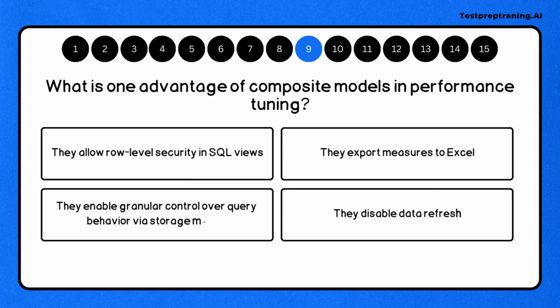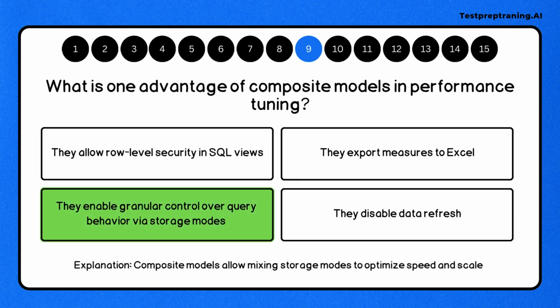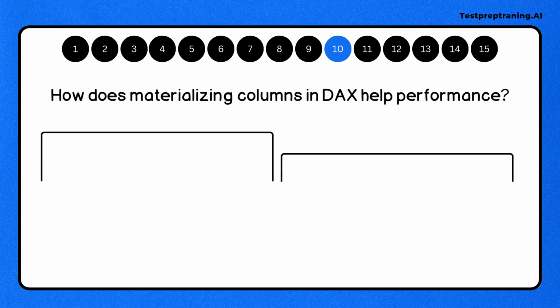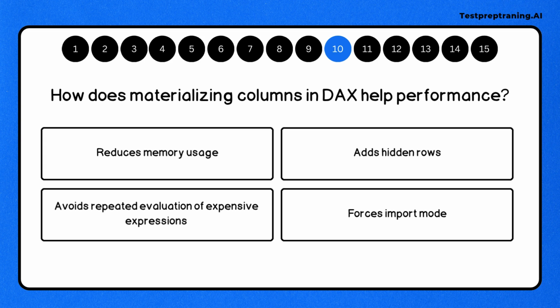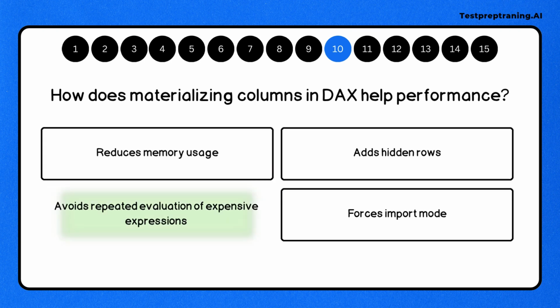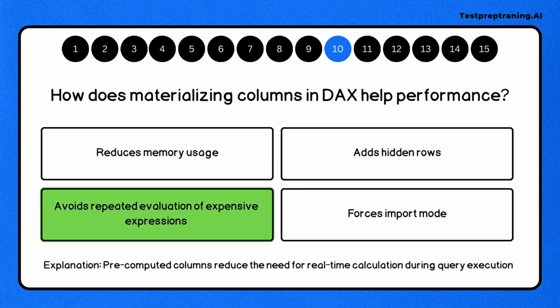Question 9. What is one advantage of composite models in performance tuning? Correct answer is they enable granular control over query behavior via storage modes, as composite models allow mixing storage modes to optimize speed and scale. Question 10. How does materializing columns in DAX help performance? Correct answer is avoids repeated evaluation of expensive expressions, as pre-computed columns reduce the need for real-time calculation during query execution.